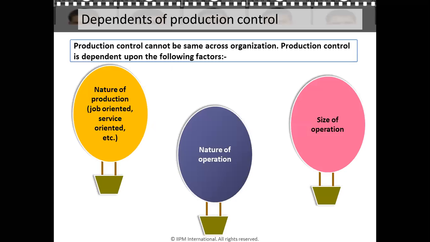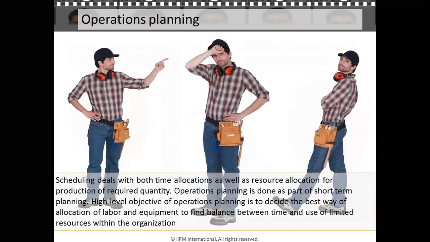Dependence of production control. Production control cannot be the same across organizations. Production control is dependent upon the following factors. Number one, the nature of production. It could be job-oriented, service-oriented, and so on. They will have a nature of operation, and they will have a size of operation. All of these could determine production control across organizations.